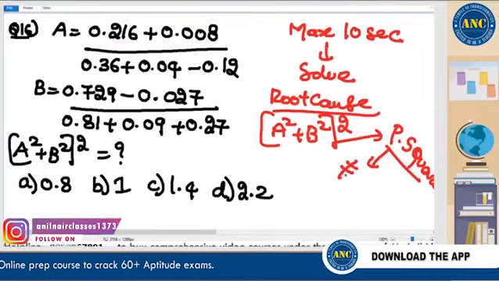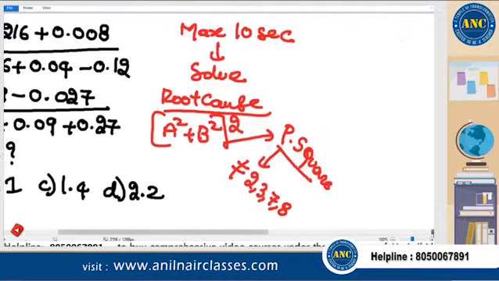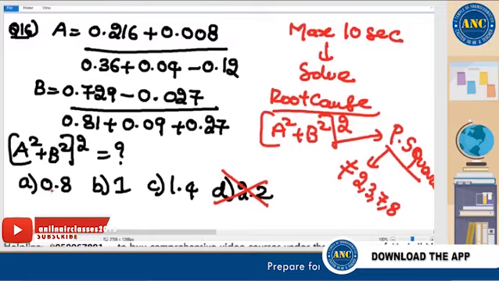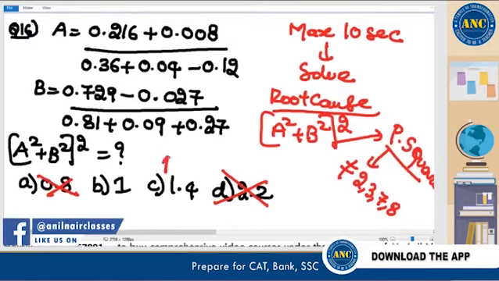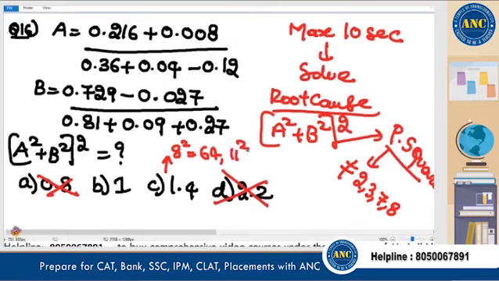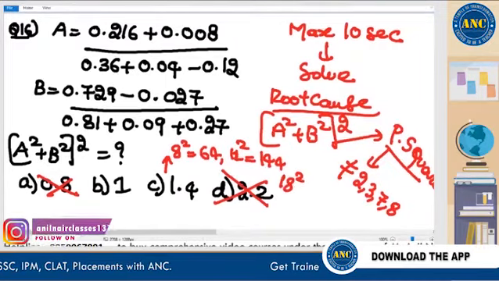A perfect square never ends with 2, 3, 7 or 8. This is out, this is out. In a perfect square ending with 4, the tens place will always be even. 8 square is 64, 12 square is 144, 18 square is 324.